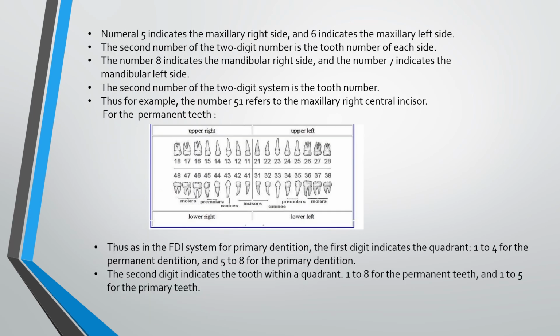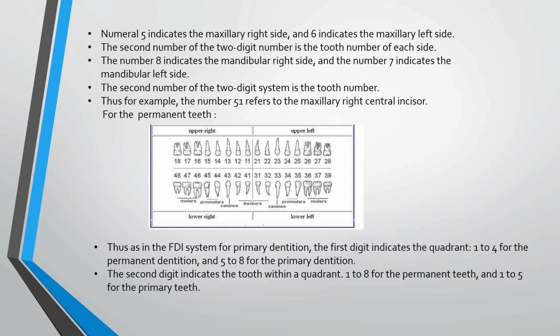In this system, each tooth is designated by a two-digit number. The first digit indicates the quadrant number and the second digit indicates the tooth number. For the primary teeth, each quadrant has a specific number. 5 is for upper right quadrant, 6 is for upper left quadrant, 7 is for lower left quadrant, and 8 is for lower right quadrant. The second number of the two-digit system is the tooth number. Thus, for example, the number 51 refers to the maxillary right central incisor.